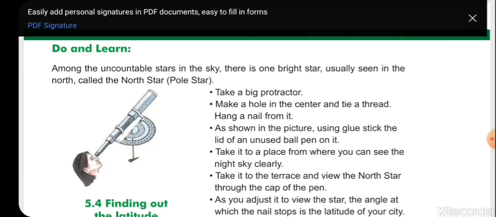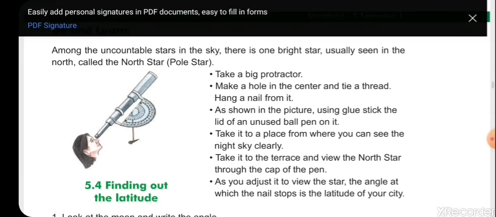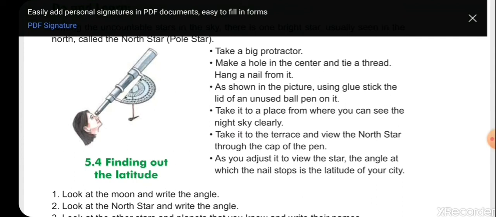Now there are uncountable stars in the sky, and there is one star which shines brighter than the usual star, and that star is called the North Star or the Pole Star. Take a big protractor, make a hole in the center and tie a thread hanging a nail from it.